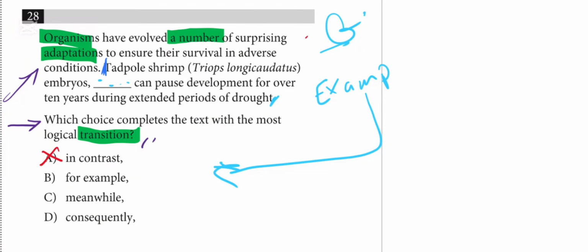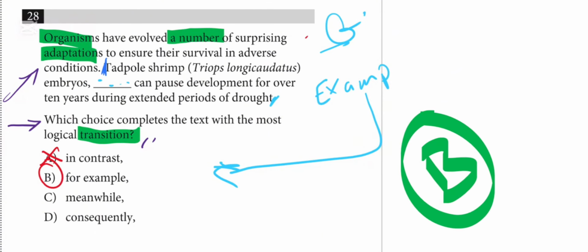B here is for example, which is a very good match to our prediction because it helps us say that the idea in the second sentence gives a specific example to the general idea presented in the first sentence, which is the correct answer. So the correct answer choice here is B.